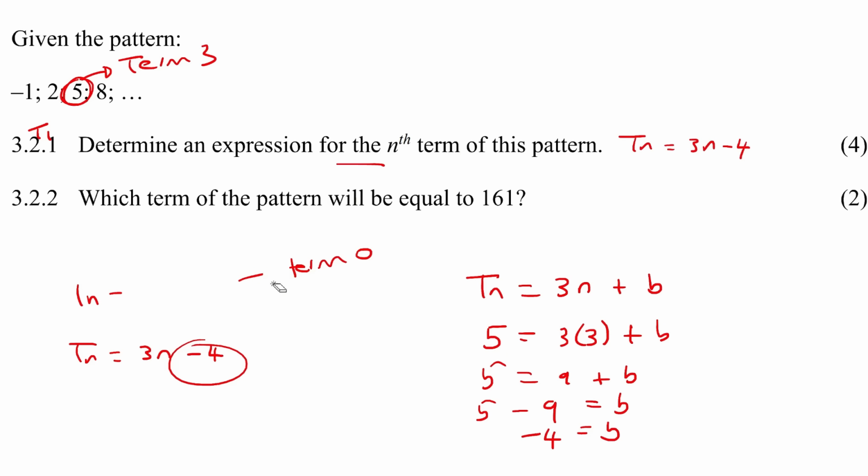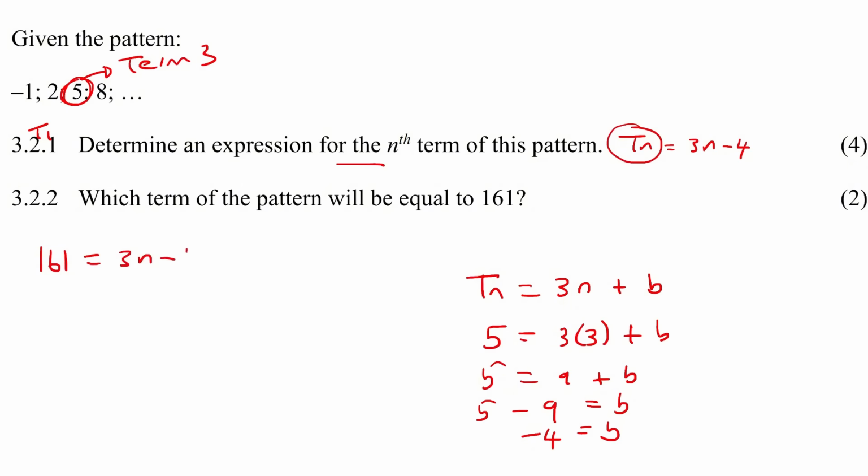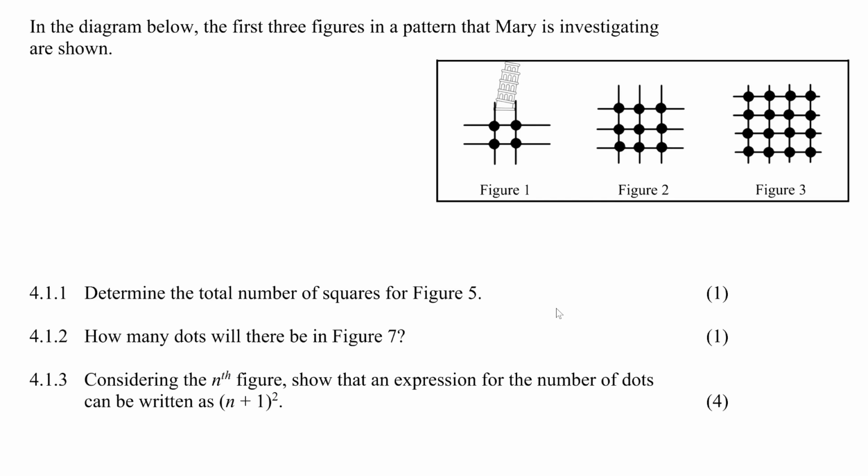So the next question says, which term will have a value of 161? So you put the 161 over there, and then you take the 4 over, and so you get 165. You then divide both sides by 3, and you get n as 55. In the diagram below, the first 3 figures in a pattern that Mary is investigating are shown. Determine the total number of squares for figure 5.